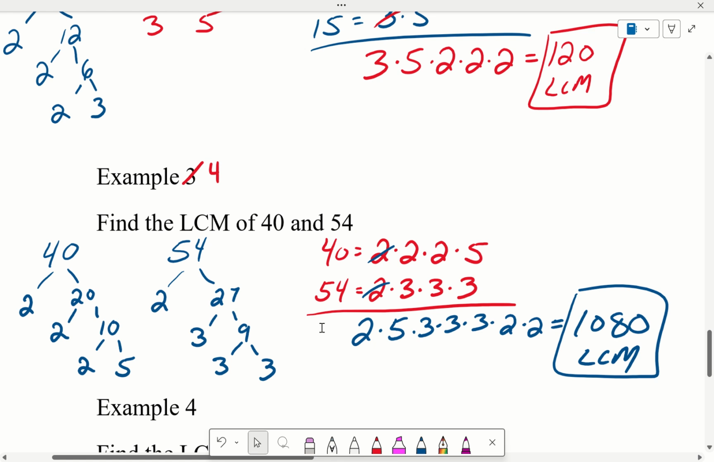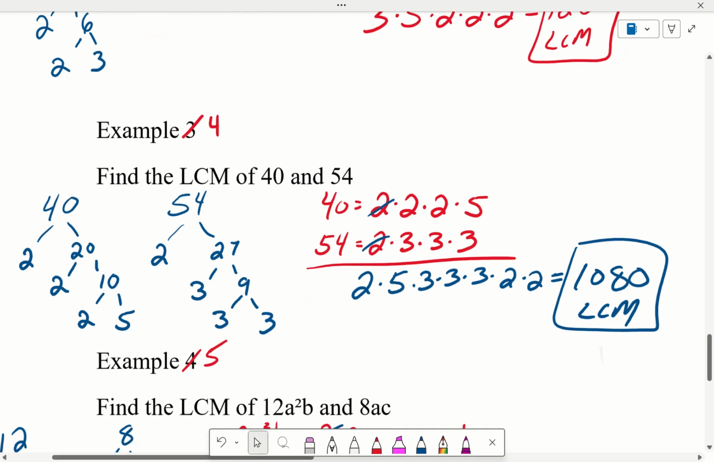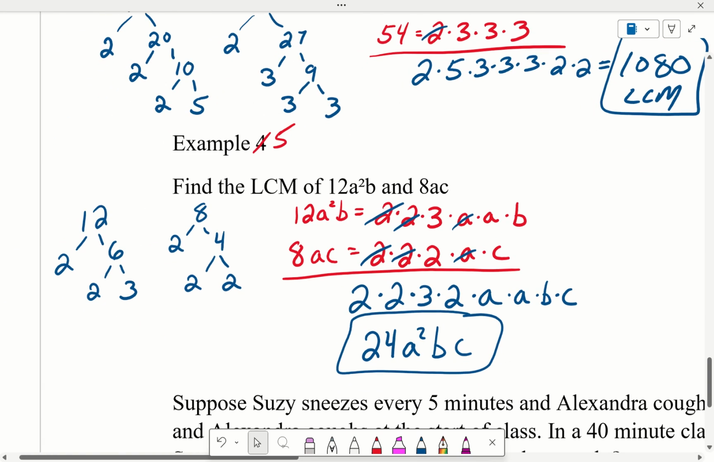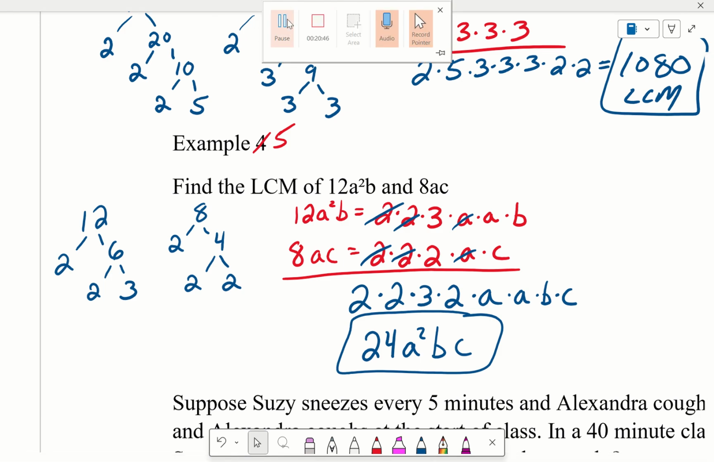There you go. And the last one, example 5. If you haven't done that one yet, pause the video now and give that one a shot. All right, looking now at example 5. Oh, we have variables at play here. No big deal. You can handle it. It's the same method. Find the LCM of 12a squared b and 8ac.